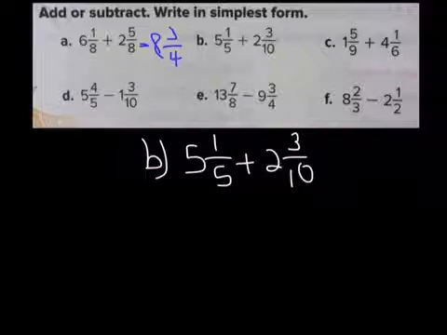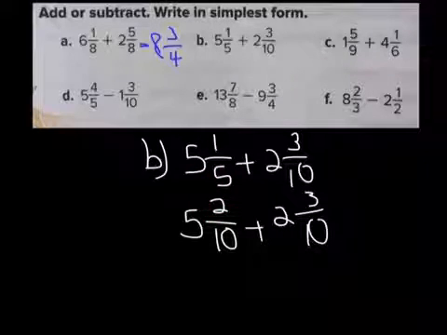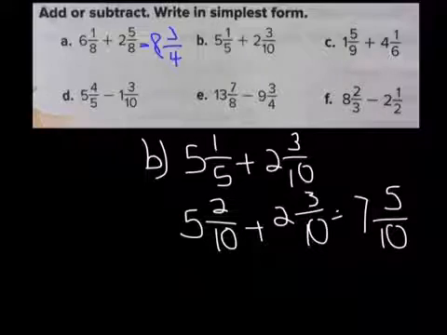For B, I have 5 1/5 plus 2 3/10. I have to find a common denominator, and the common denominator is 10, because if I count by 5, I'll have 10, and the first number here is 10. If I change the bottom to 10, I must change the top. I double this, so I must double this. And there we go, I have 2 tenths. Now I can go ahead and add. 5 plus 2 is 7, and 2 plus 3 is 5.